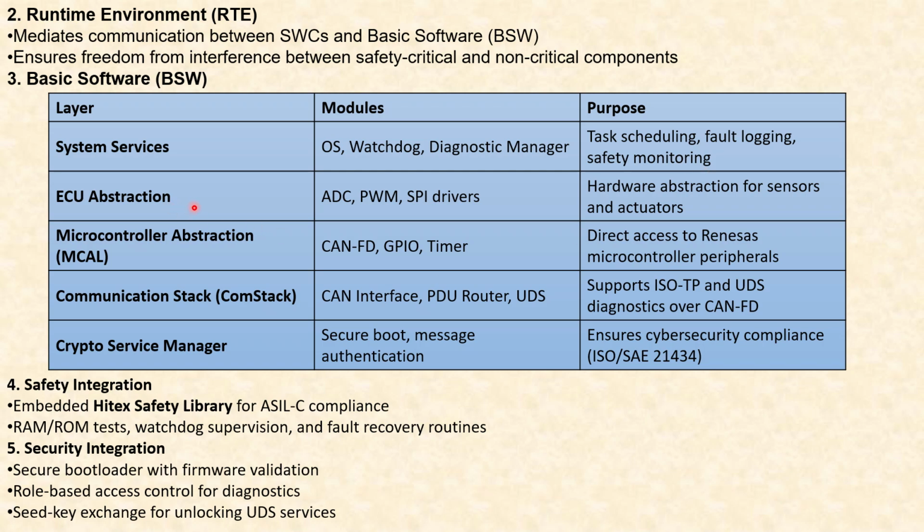Next is the ECU abstraction. ECU abstraction has ADC, PWM, SPI drivers. These are the important modules as far as the ECU abstraction is concerned, and the purpose is hardware abstraction for sensors and actuators. Coming to microcontroller abstraction: CAN FD, GPIO, timer. These are the three modules of the MCAL, and the purpose is direct access to Renesas microcontroller peripherals. Through these modules, access to microcontroller peripherals is achieved.